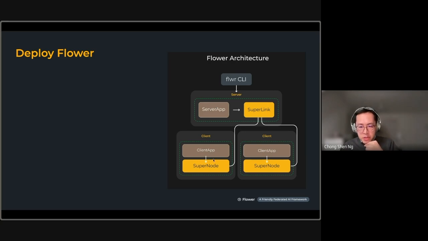Similarly, the client apps are spun up by the supernode, and the client app's job is to run the federated learning workload, whether it's training or running evaluation or running any query on the dataset attached to the client. Okay. This architecture here is what we call the subprocess mode, simply because the superlink spins up the server app. And similarly, the supernode spins up the client app in its own subprocess.